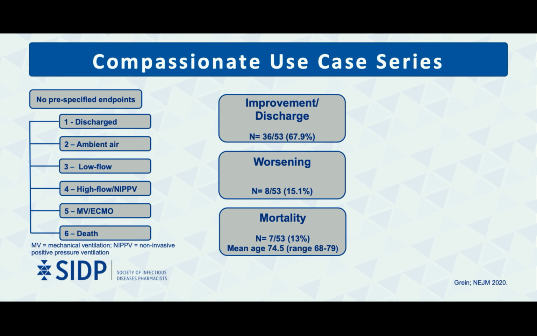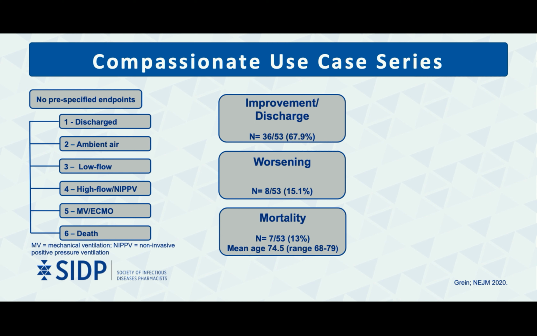Now, here is the top-line data that has grabbed a lot of attention. As assessed by this ordinal scale on the left, 36 patients, or 68%, either improved during the follow-up period or were stable enough for discharge. The authors note that 17 of 30 patients who were initially mechanically ventilated were eventually extubated, and 3 of 4 patients receiving ECMO were stable enough to be weaned off during the follow-up period.